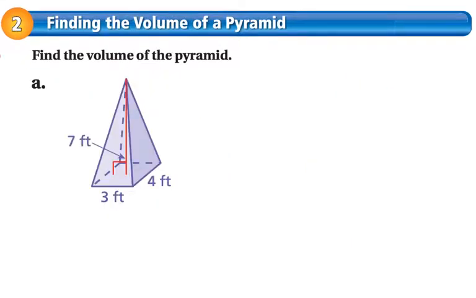So here in example 2, still finding the volume of a pyramid, we see in part A that this time our base is actually a rectangle. I know that because the side lengths are 3 and 4 feet. They're not identical, so it's not a square pyramid here. But keeping that in mind, I'm still going to use the same formula for volume, which is 1/3 times the area of the base, or capital B, times the height of the pyramid.